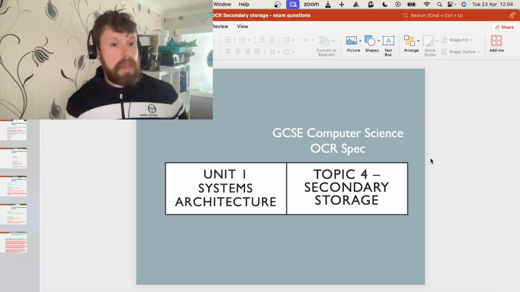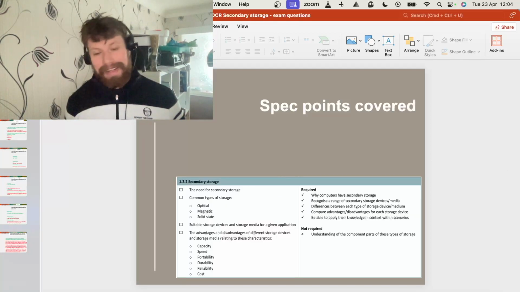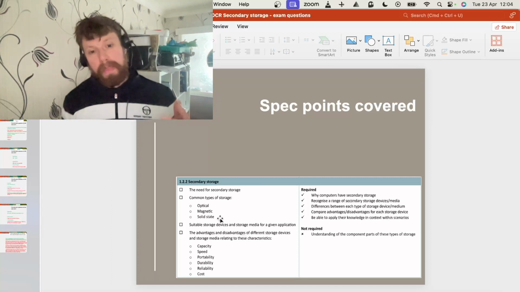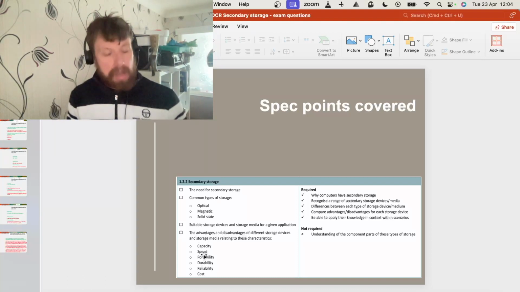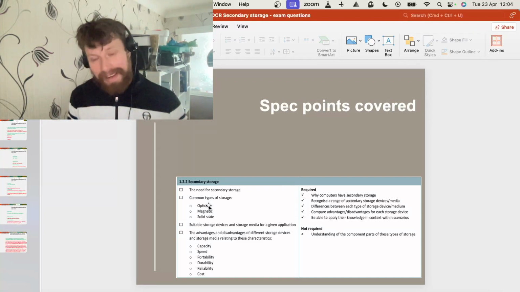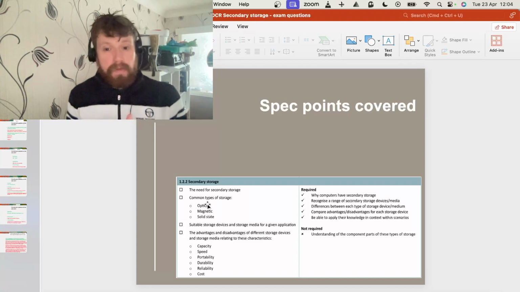The spec points that we're going to look at today are all to do with secondary storage. And for each of these, you have to know advantages and disadvantages relating to these points down here. Now, I'm not going to cover all of them for each of the different categories of secondary storage. The reason being is because that isn't the most efficient way of learning.